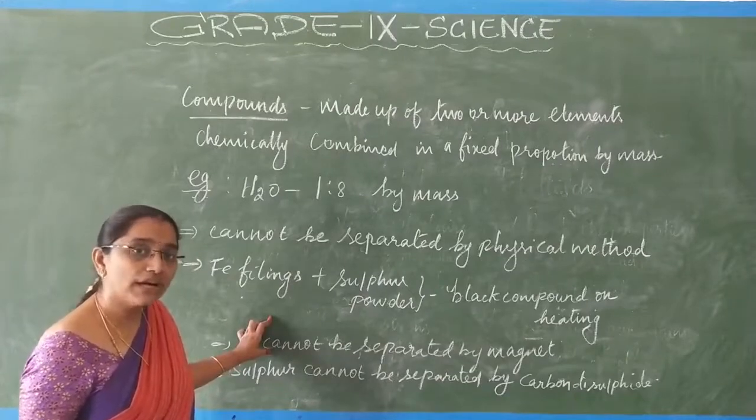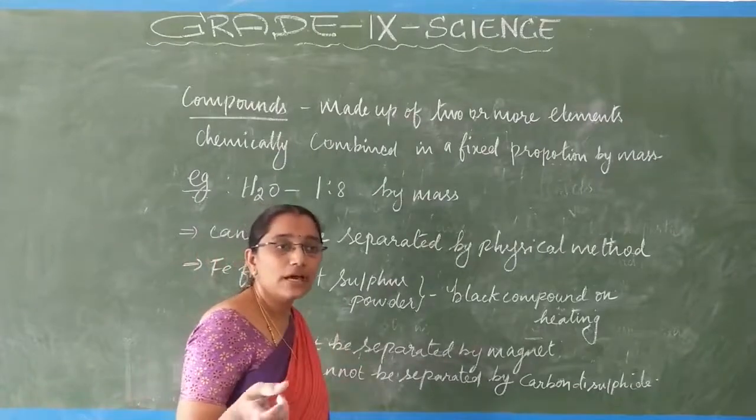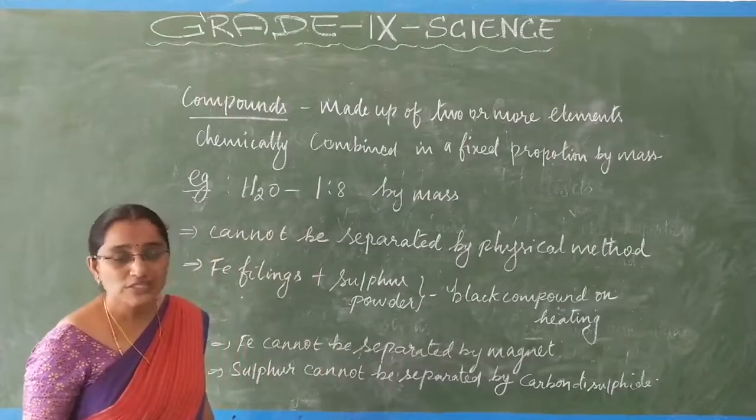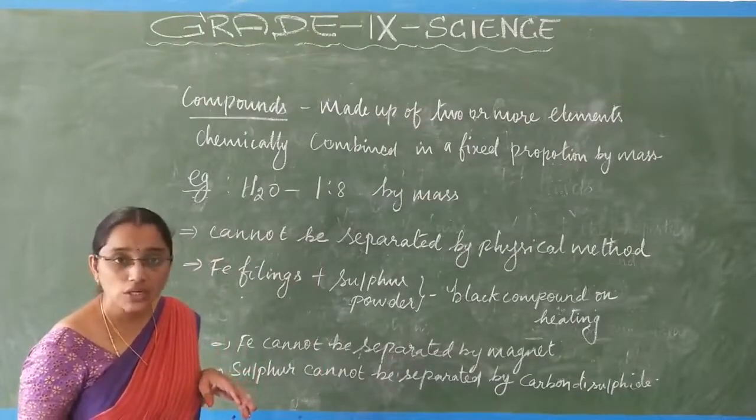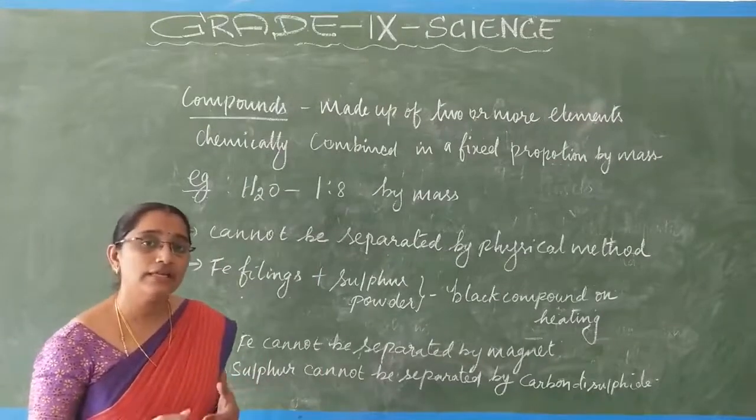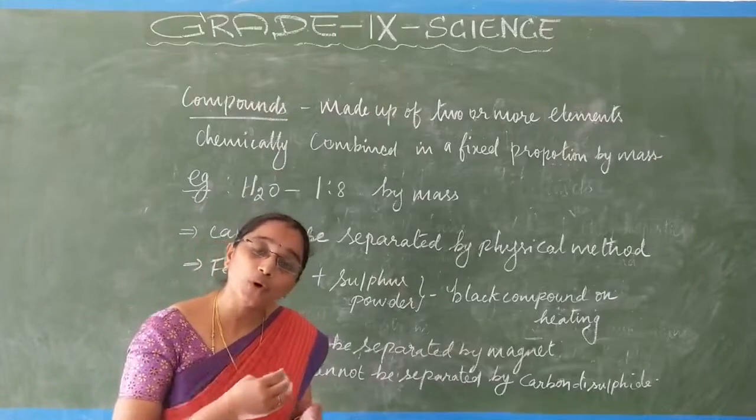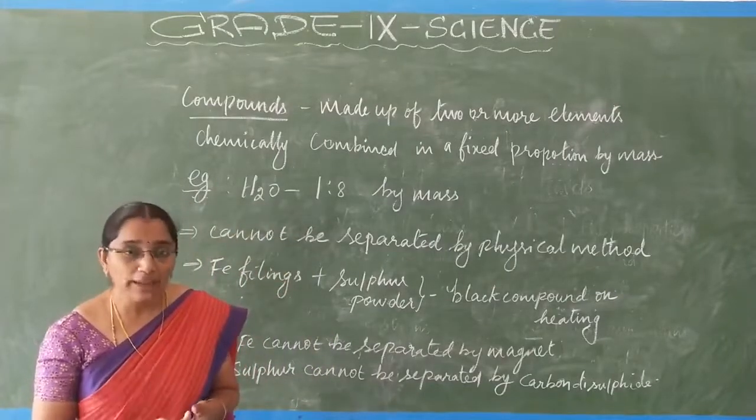But what if I heat the iron and sulfur together and get a black powder of iron sulfide? Is it possible for me to separate out the iron and sulfur from the black powder? No, I can't, because the iron and sulfur have chemically combined to form a new product, iron sulfide. So this iron sulfide cannot be separated out.